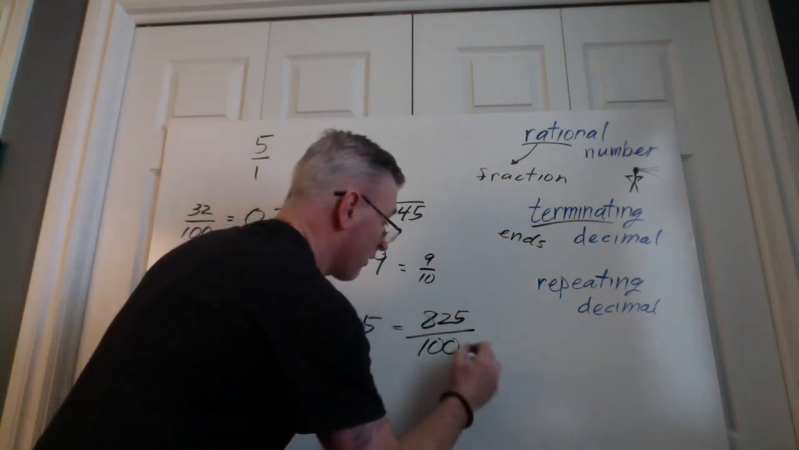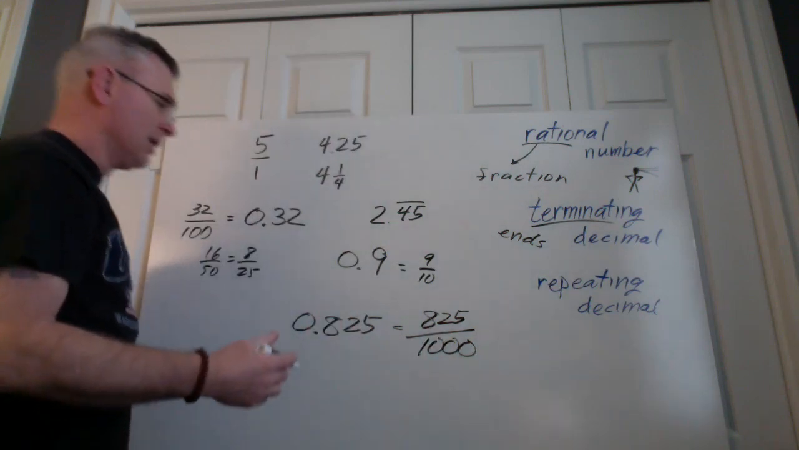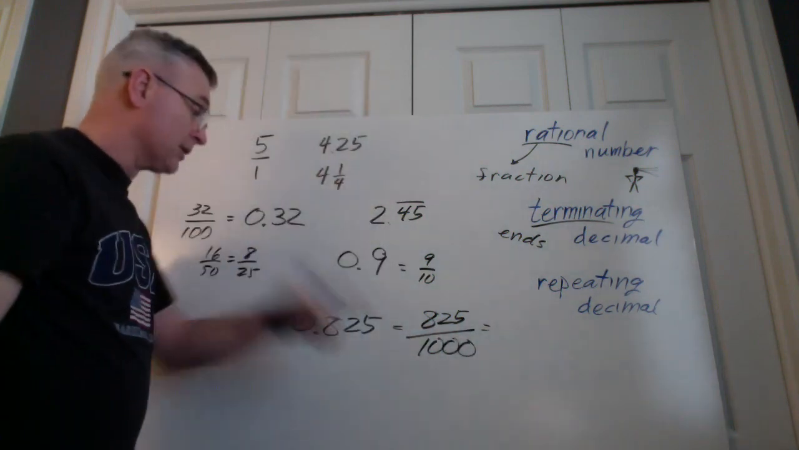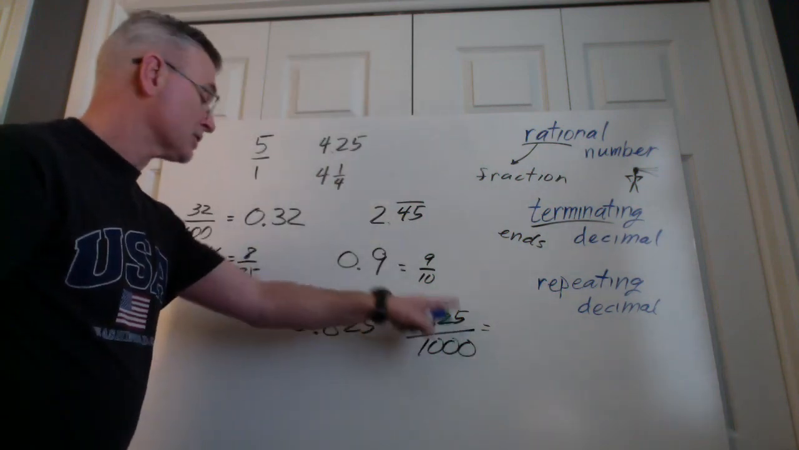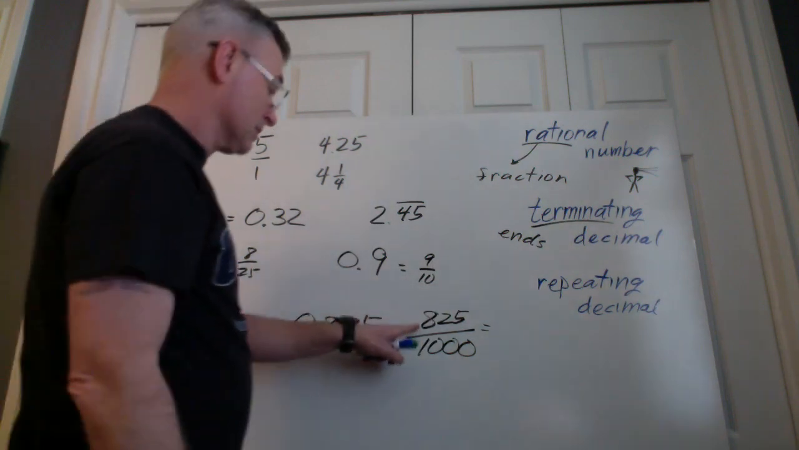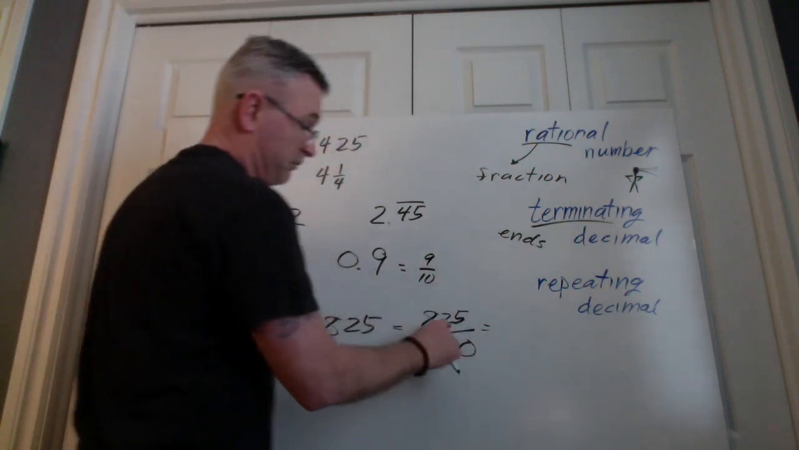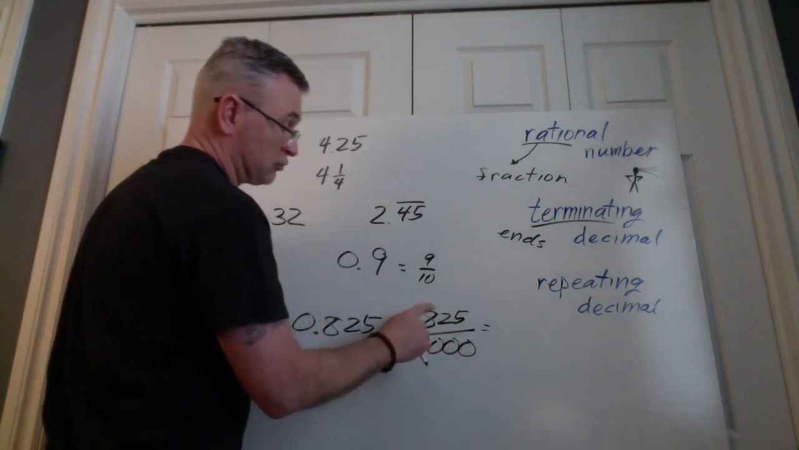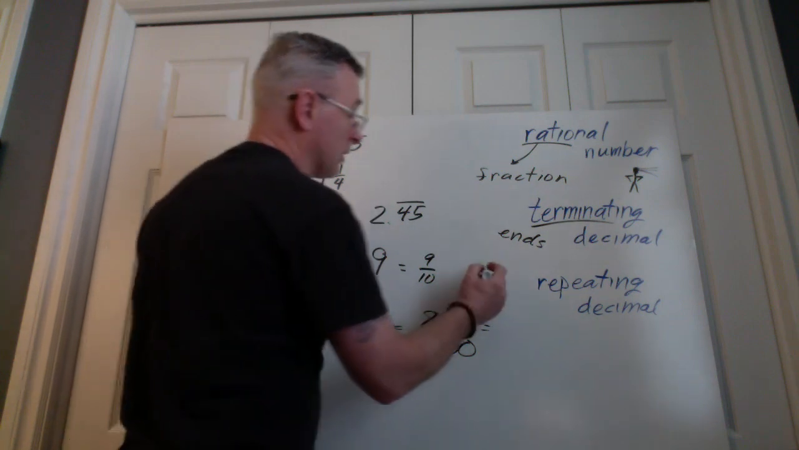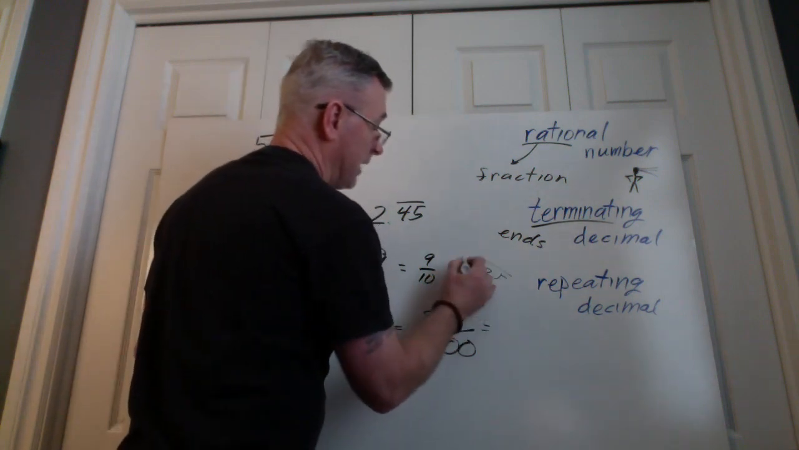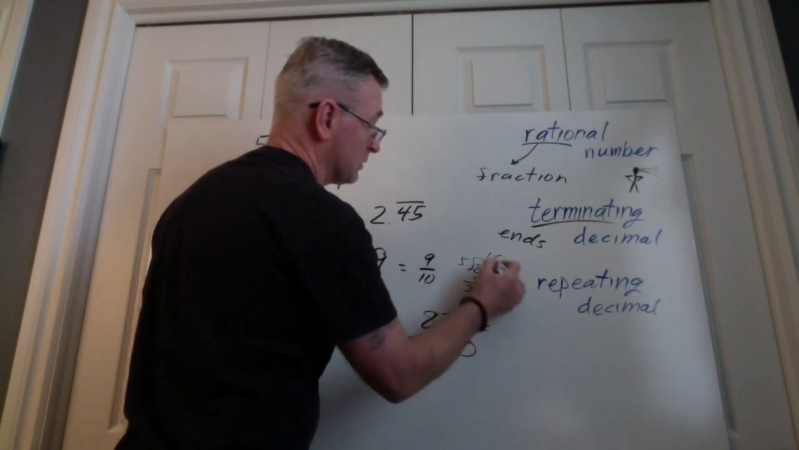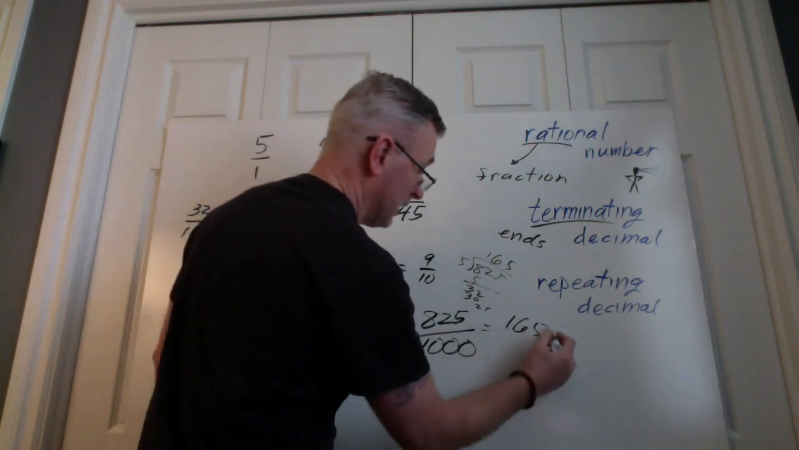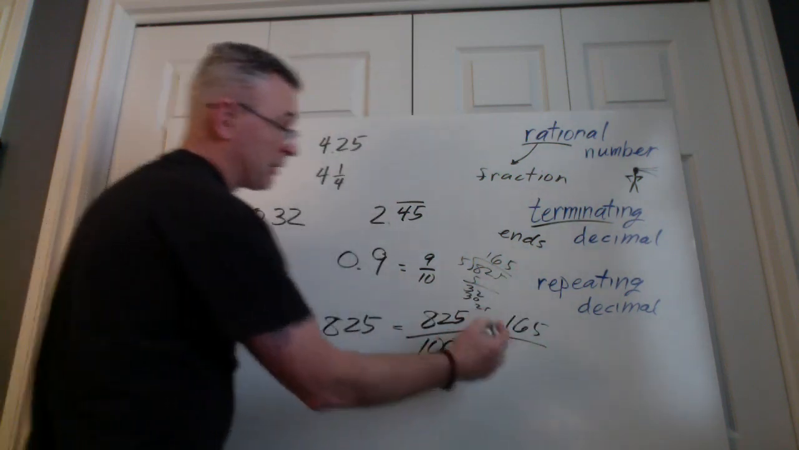825 thousandths. Now, is there anything common in the top and the bottom so that we can simplify that? Well, I know that this is a multiple of 5, and that has a 5 on the end, so it's a multiple of 5 as well. So let's figure out how many 5s there are in that. So we're going to do 825 divided by 5. That's 165 over, and there are 200 in that.